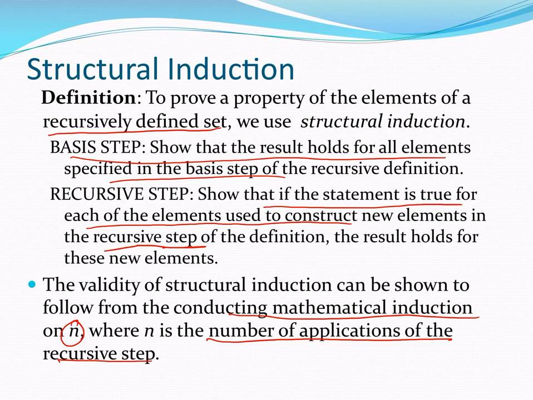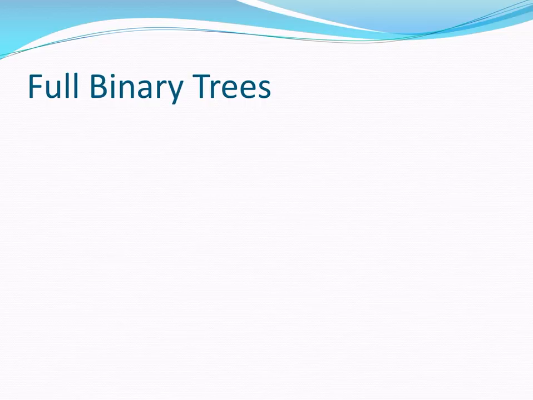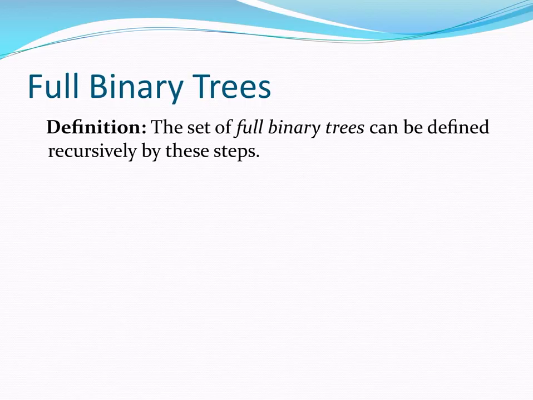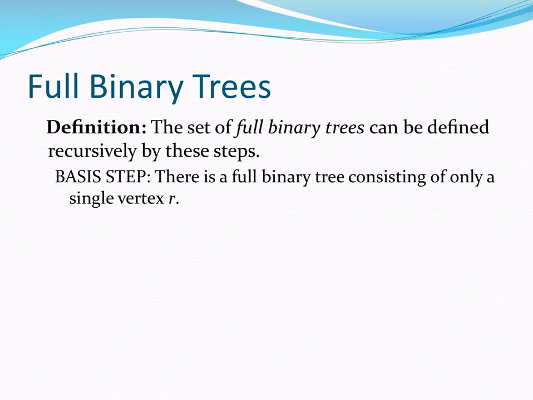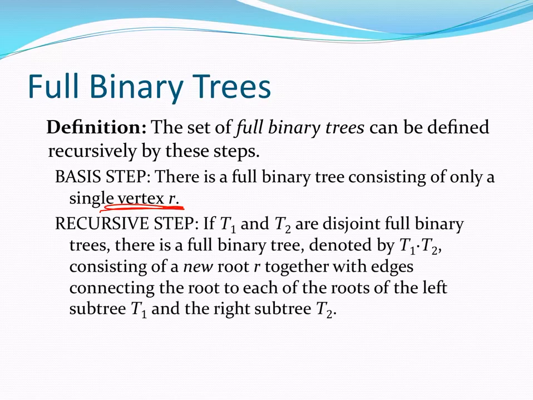First, we'll talk about a recursive set called the set of full binary trees. The way we build these up is we start with a single vertex R. And then in the recursive step, we say that if there are two trees in the set, we can create a new tree by establishing a new root R, and then we connect R to the roots of tree 1 and tree 2. Tree 1 to the left and tree 2 to the right.